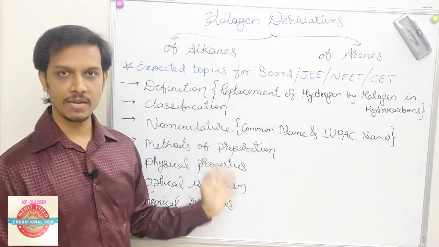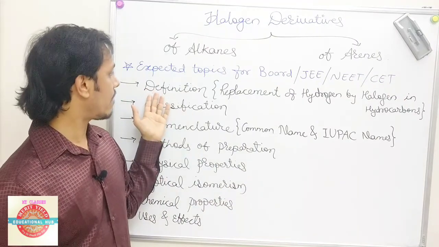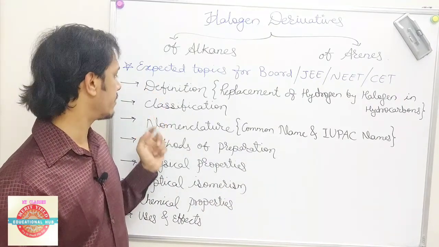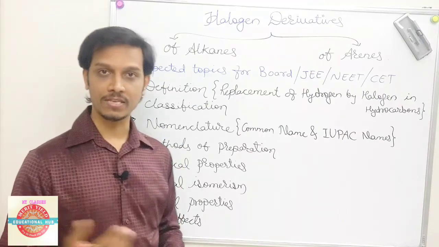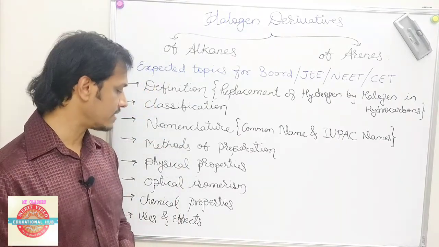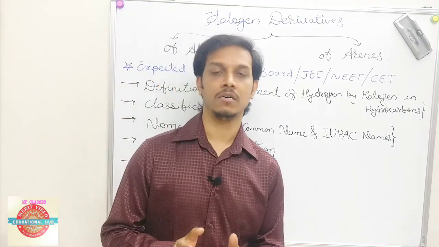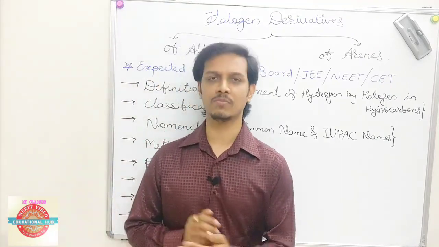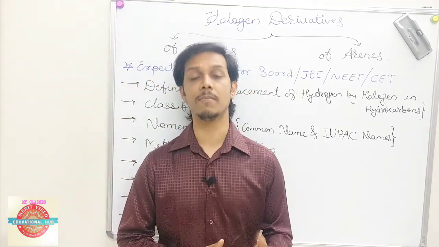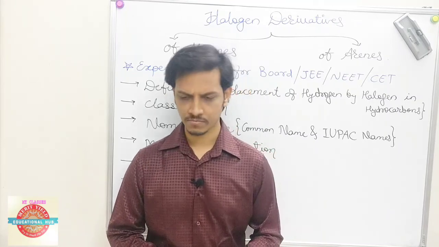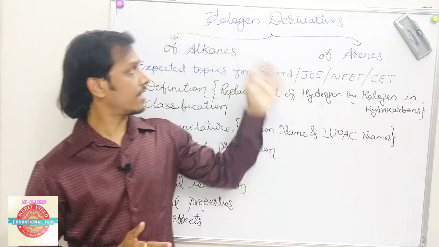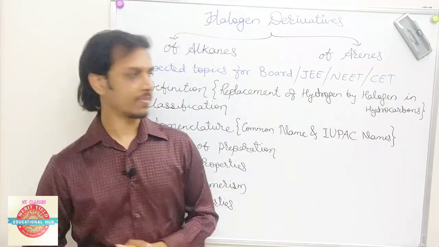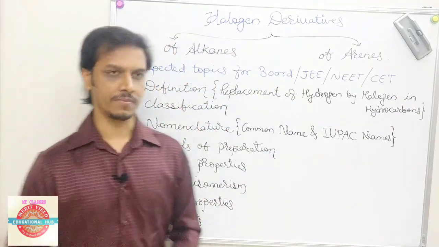We can see here 8 points in which we can have definition, the classification of halogen derivatives, nomenclature, methods of preparation, physical properties, optical isomerism, chemical properties and uses and effect of the halogen derivative of alkenes. The last point is for few compounds, few polyatomic compounds. So we'll see the whole halogen derivative topic one by one, in which first definition.